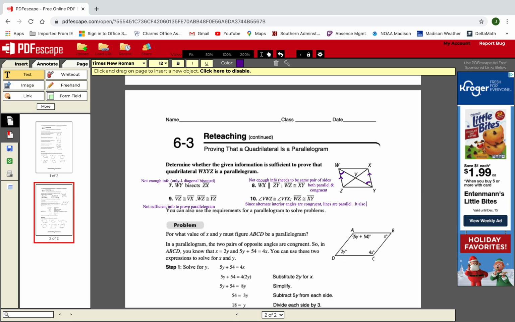It also shows those same sides congruent. So yes, it's a parallelogram. I'll get there eventually. Parallelogram. Almost messed that one up.